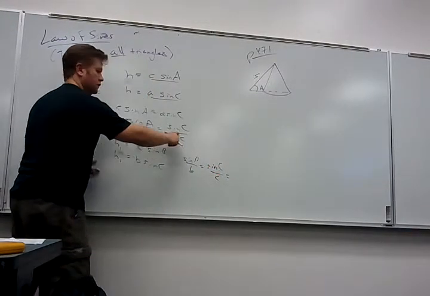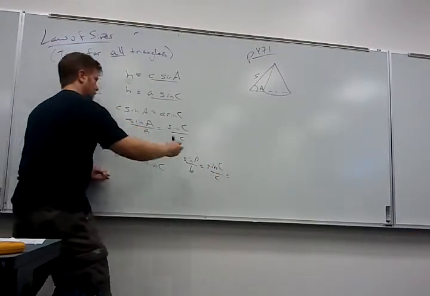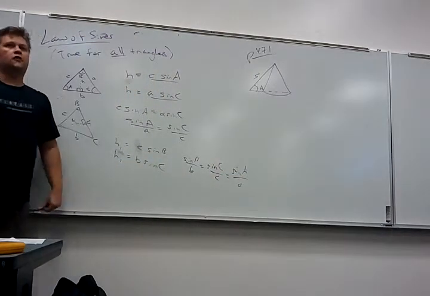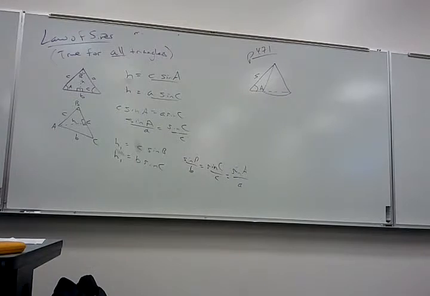Well, what do I know about sine C over C? It equals sine A over A. So now I get a complete little statement. It's the first time, and one of the few times, you have seen and are allowed to have more than one equal sign in a row. Right?